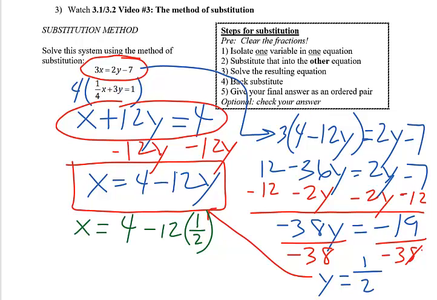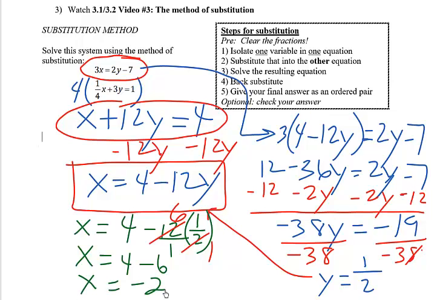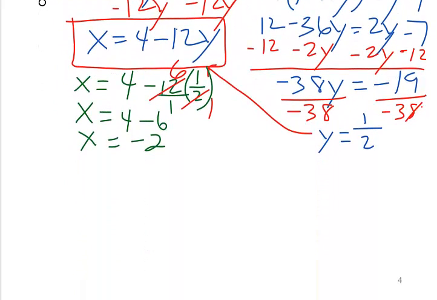So I fill it in, and then I just need to work out the math. Looks like it might be helpful to write that 12 as 12 over 1. I can see that 2 goes into 12 6 times. That leaves me then with x equals 4 minus 6. In other words, x equals -2. Step 5 in the list of steps says, don't forget to give your final answer as an ordered pair. Let's give ourselves a little bit of room here. We got an x value of -2, we got a y value of 1/2, and so our final answer written as an ordered pair would be -2, 1/2.